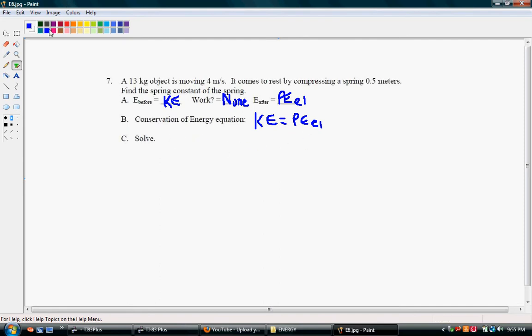So we can fill in our variables. Kinetic energy is 1/2 mass times the velocity squared, and potential elastic energy is 1/2 our spring constant K times x squared. So we'll plug in all of our variables. We should have everything except for our spring constant K. So here we have 1/2. Our mass is 13 kilograms. And our initial velocity was 4 meters per second. And that's going to be squared.